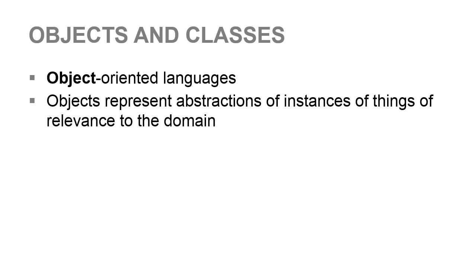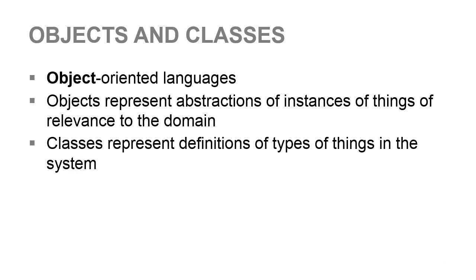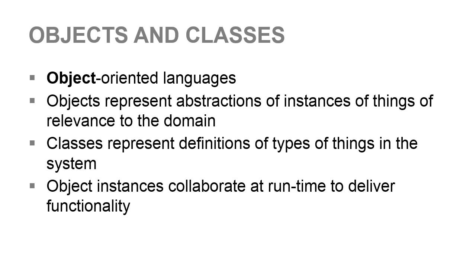We abstract what these things have in common to create classes that represent definitions of the types of things in the domain. We use the classes to build software systems, and at runtime, there will be objects in the memory of the computer that collaborate to deliver the functionality of the system. Let's look at what this means.